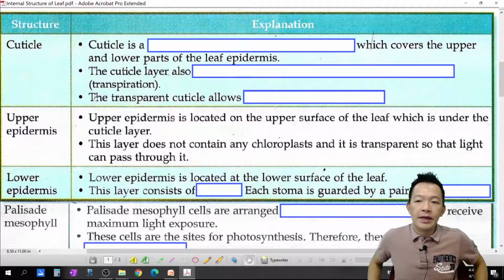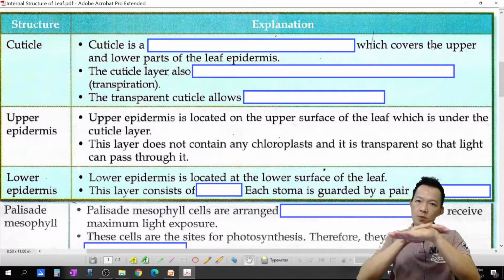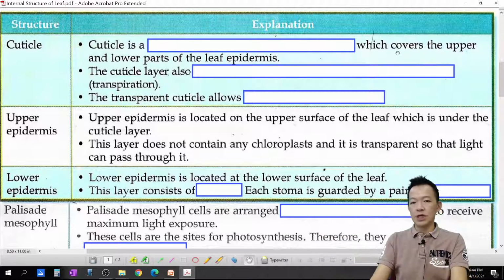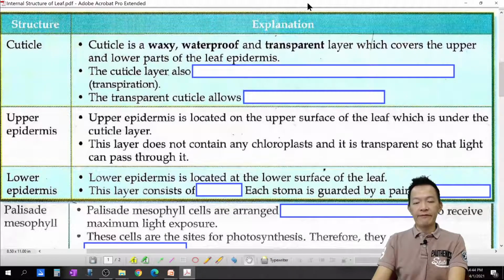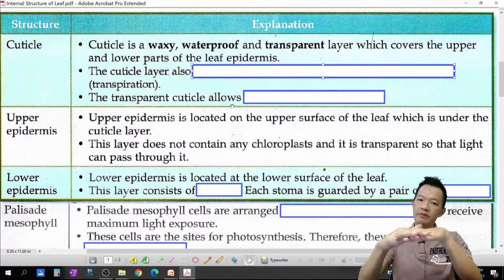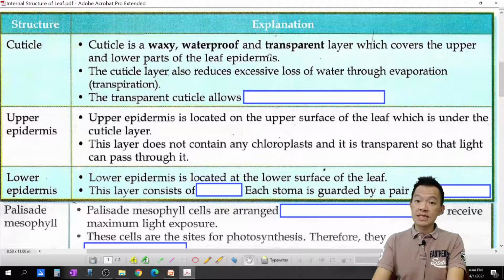So where are the features and functions? Here, the cuticle. Anything special about the cuticle? Cuticle covers the upper and lower part of the leaf epidermis. Cuticle is waxy, transparent, waterproof. The cuticle is also related to transpiration. So why must the cuticle be waxy, waterproof? To prevent water loss, so as not to let too much water escape through transpiration. So to reduce the excessive loss of water through evaporation or transpiration.